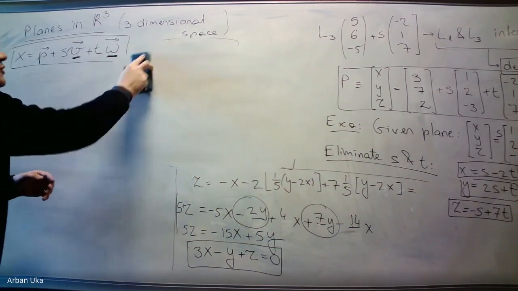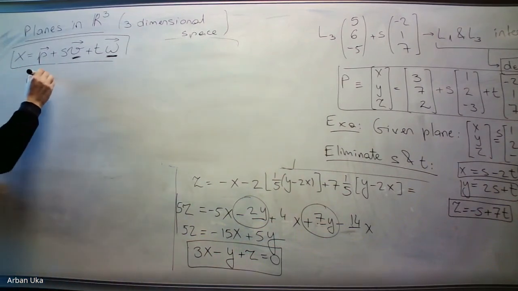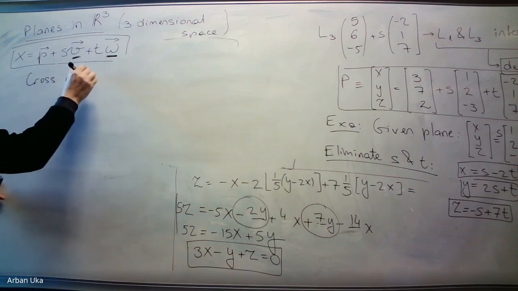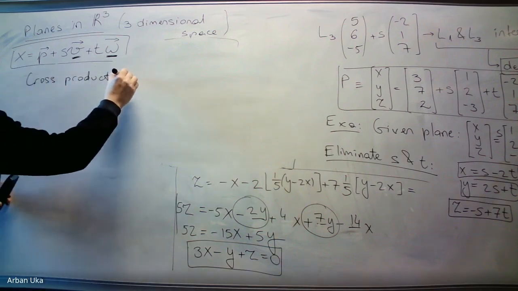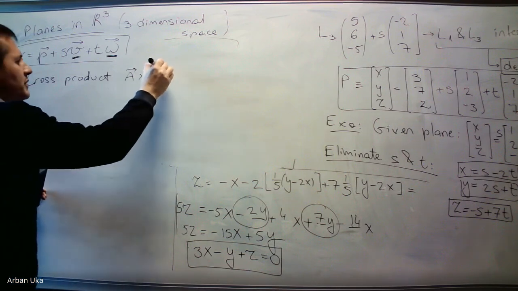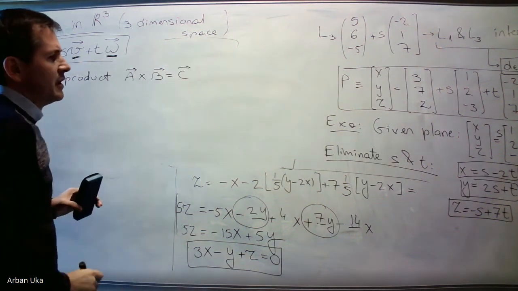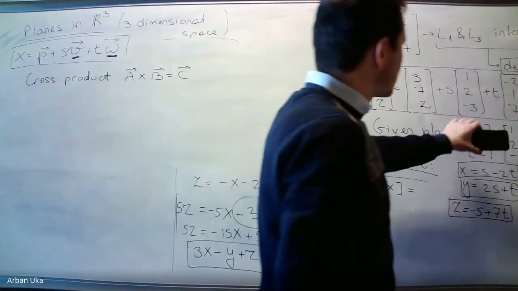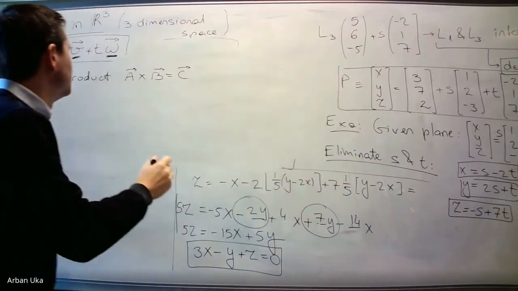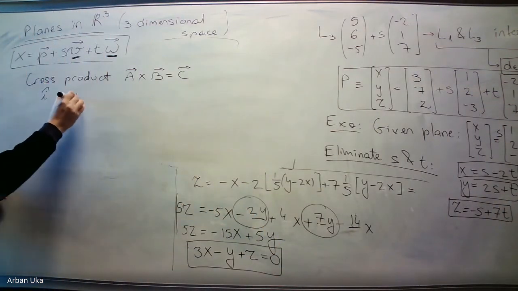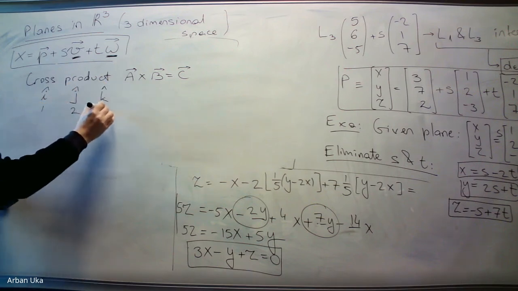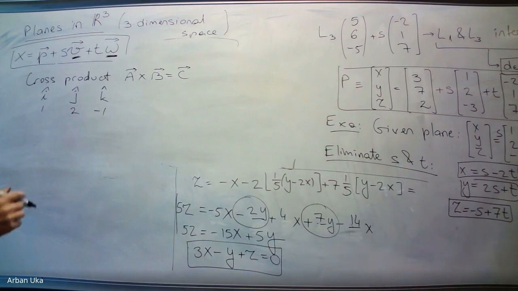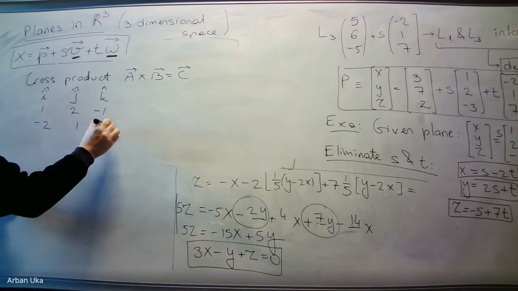We're going to learn, of course, a lot of things. So let's look for a moment at the cross product of two vectors A, B, which is equal to C. Let's consider these vectors: 1, 2, minus 1 and minus 2, 1, 7.